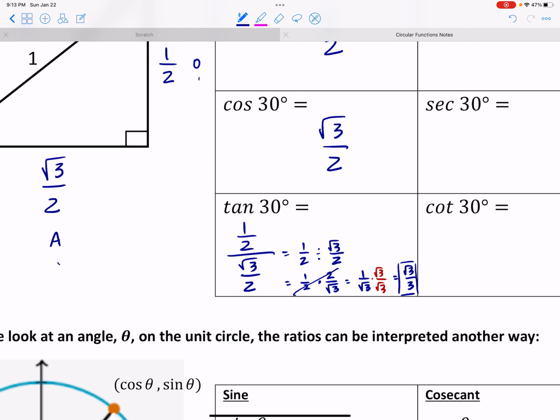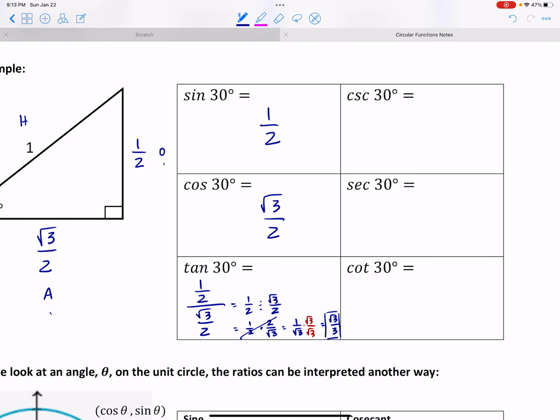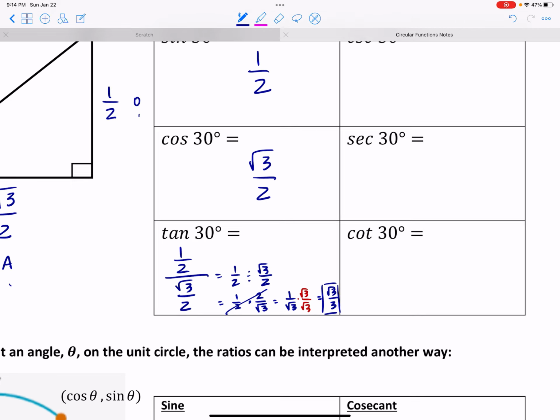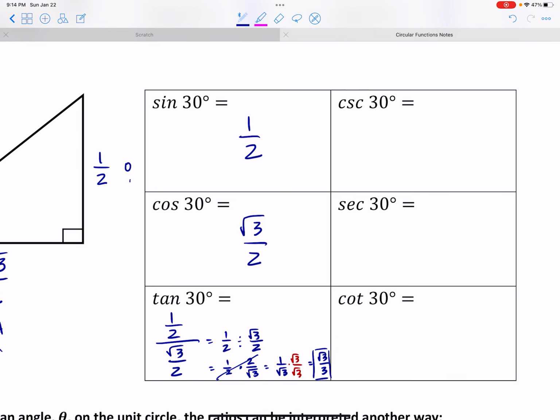Now, the three new ratios are just reciprocals. So if we can find sine, cosine, and tangent either from our right triangle or eventually from our unit circle, then we're just going to flip those over to find the cosecant, secant, and cotangent because, again, they are just reciprocals. So if the sine of 30 is a half, then the cosecant for 30 is the reciprocal of a half, which is going to be 2 over 1, or just 2.